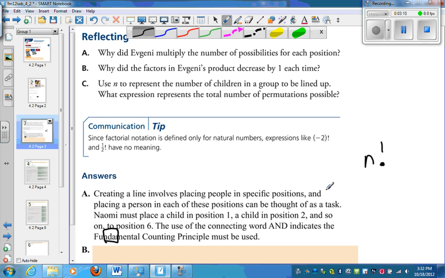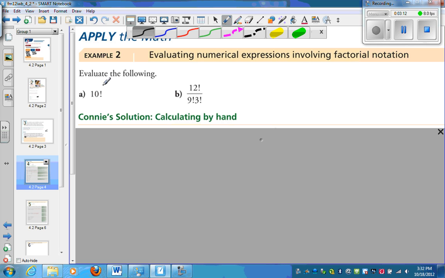Okay? Let's move on. Evaluate the following. So this is just calculator work. 10 factorial is going to be 10 times 9 times 8. I'm not going to do that one. I'm going to look at this one. 12 factorial is going to be 12 times 11 times 10 times 9, and it's going to go on.